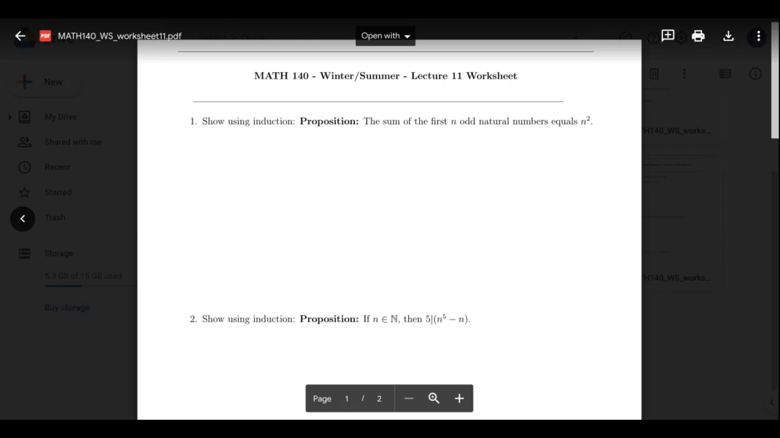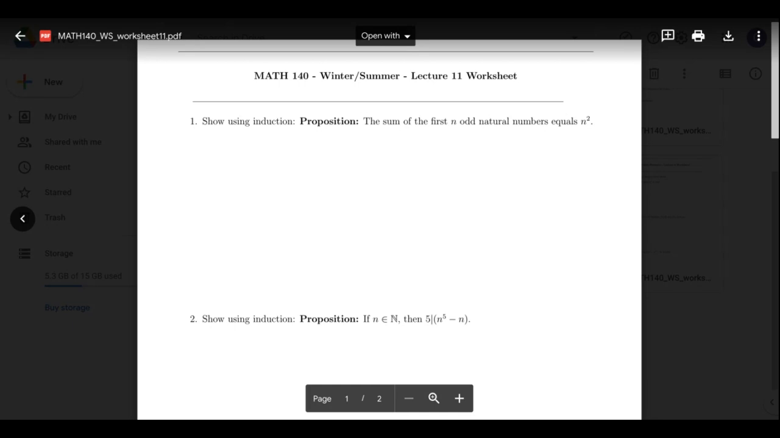Just read more about the P of 1. P of 1 is a statement. So P of n is a statement saying 1 plus 3 plus 5 plus 7 plus up to 2n minus 1, not 2n plus 1. The nth odd natural number is 2n minus 1.